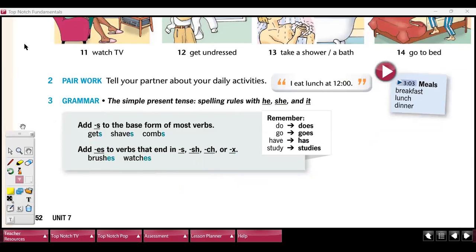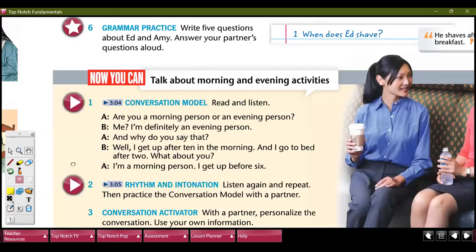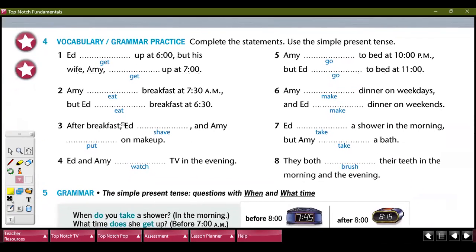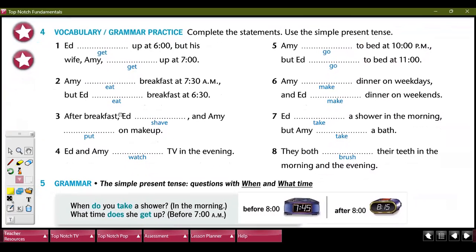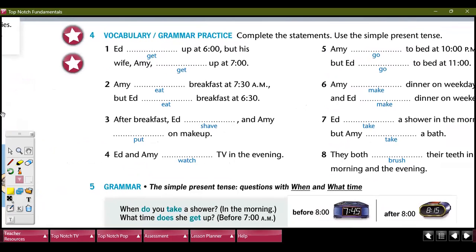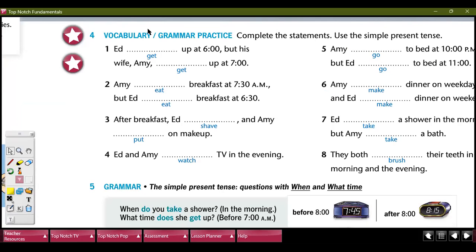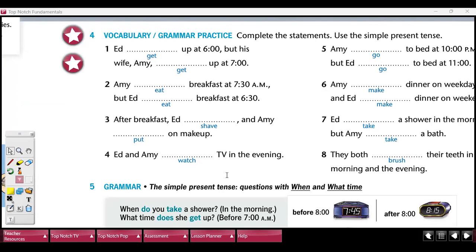We're gonna start with part of us speaking. Okay, so we have a vocabulary and grammar practice. Complete the statements, use the simple present tense. We're gonna be checking these two exercises. Number one, let me see. So what do you think about exercise one? So guys, what do you think about the first one? Okay.